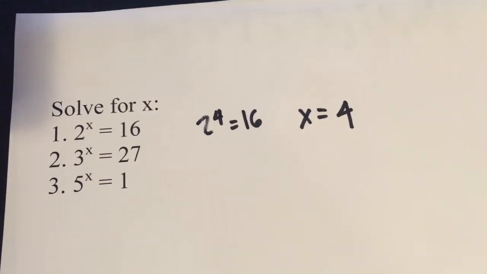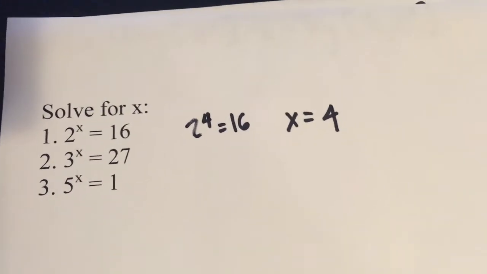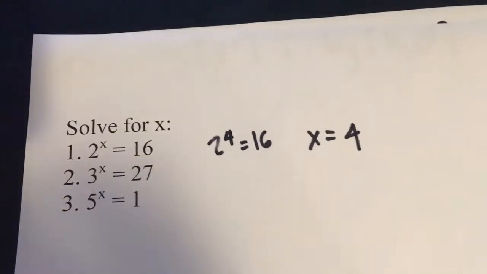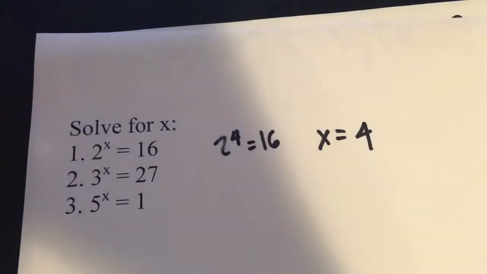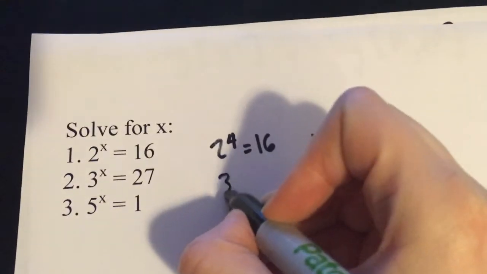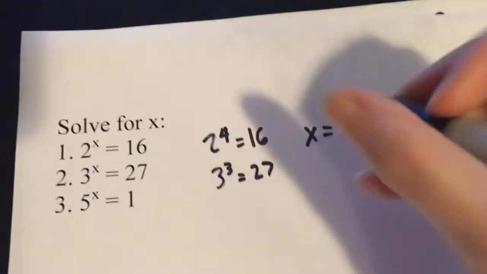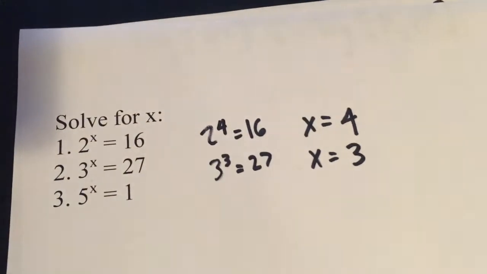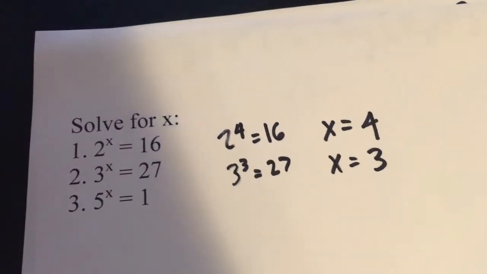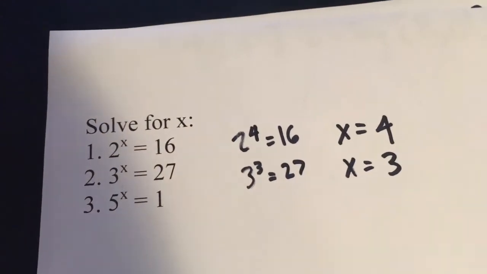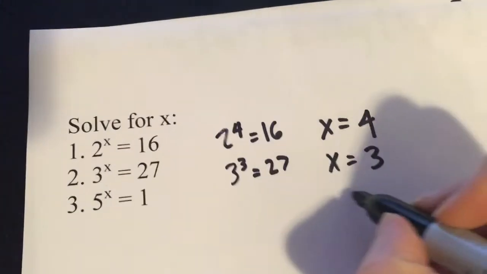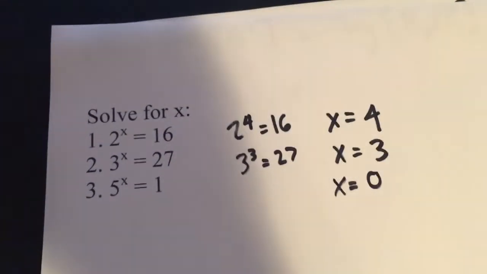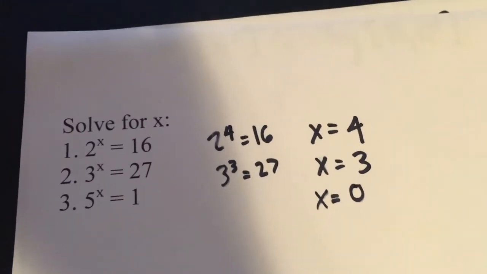If we look at problem number 2, 3 to the x equals 27. Okay, well, 3 squared would be 9, and then times 3 again is 27. So 3 to the 3rd is 27. So x in this equation is 3. Okay, and then 5 to what power is 1? Okay, well, anything to the 0th power is 1. So in this problem, x must be 0, right? Because anything, if you take it to the 0th power, you're going to get 1, right?